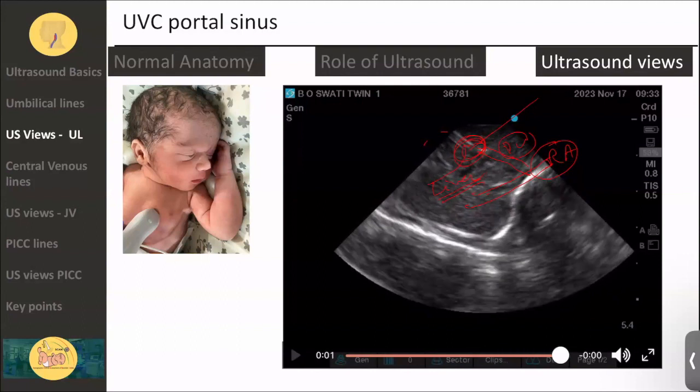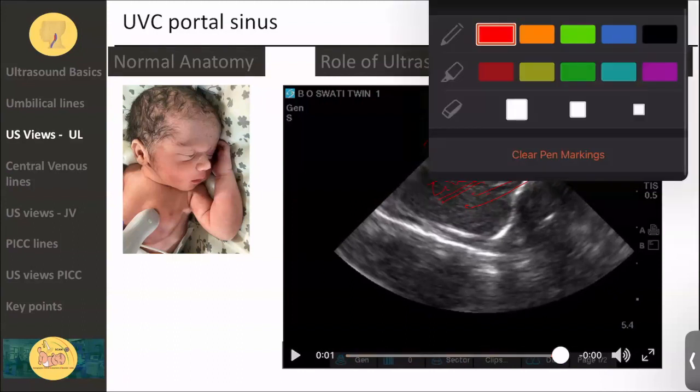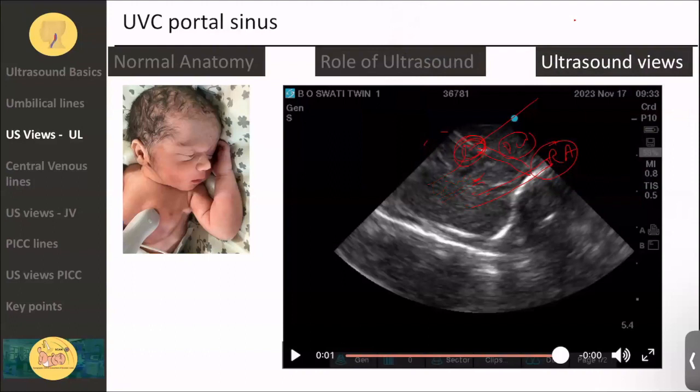So it is important that sometimes on the X-ray you will just see that the line is in liver territory, but on the ultrasound you can come to know where the line actually is.